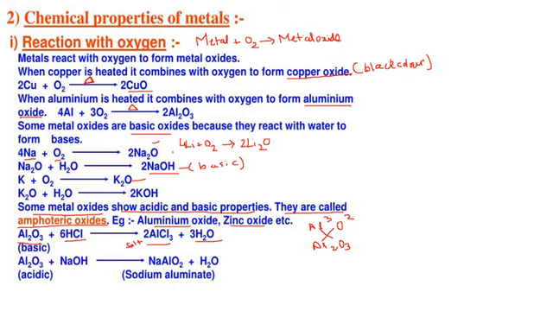Now when I react aluminium oxide with a base, again I'm getting a salt. This is sodium aluminate. This is a salt and water is formed, right? Now let's balance this equation. This is not the balanced one. 2NaOH over here and 2 over here. So now this equation is balanced. So we can see that aluminium oxide is acting as a base as well as an acid, because it is giving salt when it reacts with acid as well as when it reacts with base.